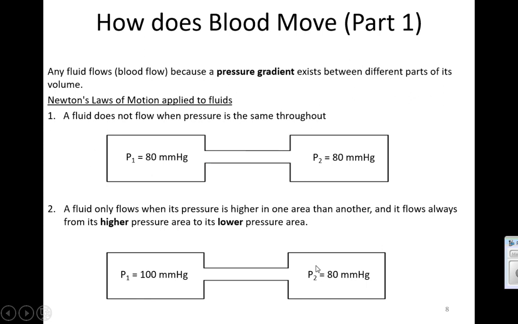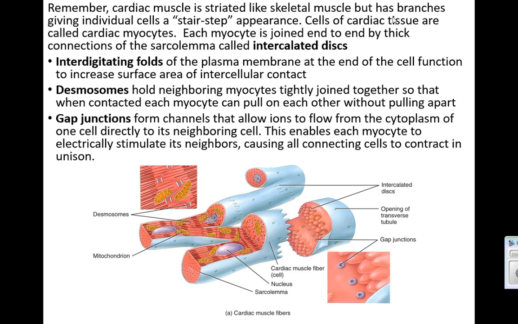And we talked about this a little bit in our last lecture. Now, when I say here, how does blood move, I said part 1. Part 2 will go into our next lecture when we throw in blood vessels. And it makes it a little bit trickier because we have resistance. That is something that you don't have in your heart.